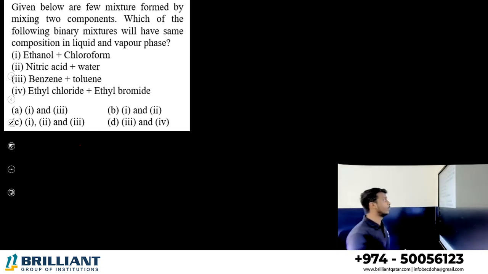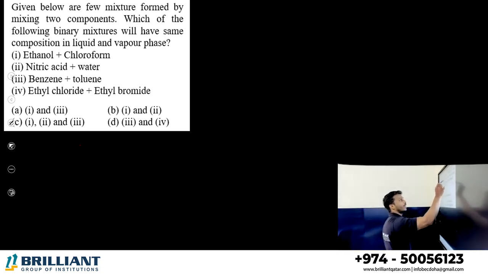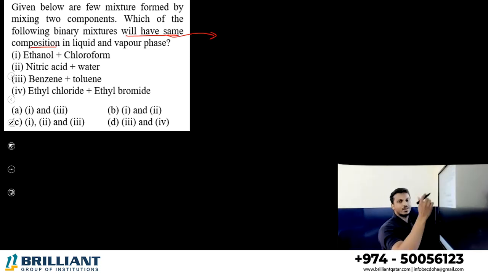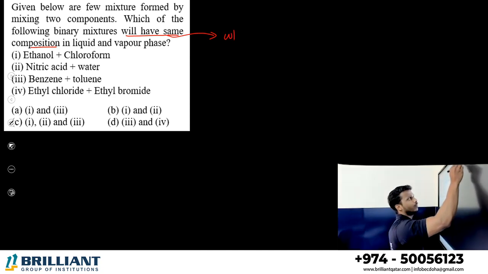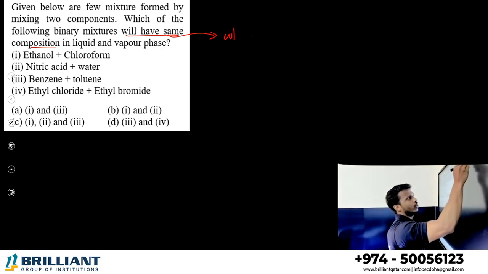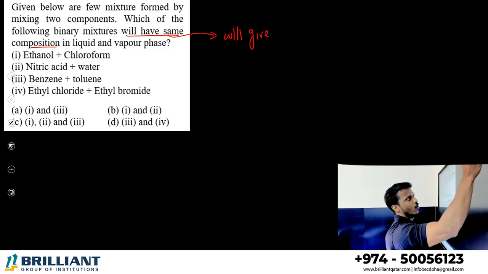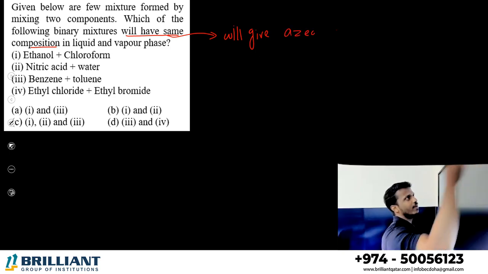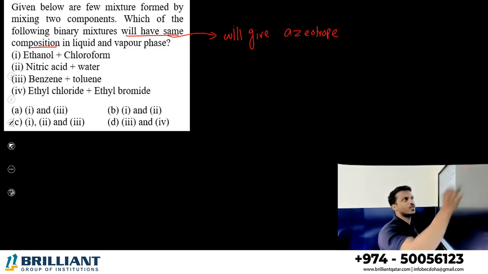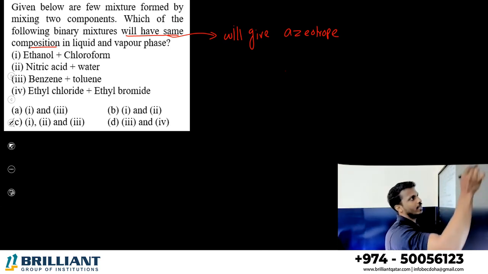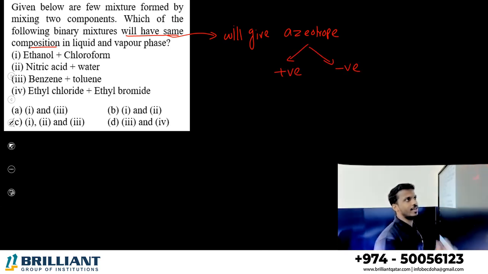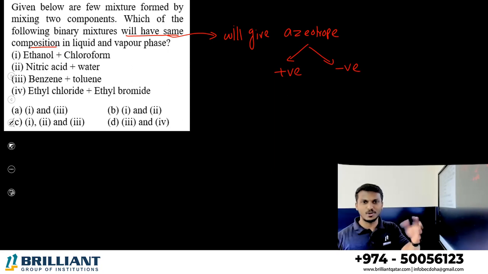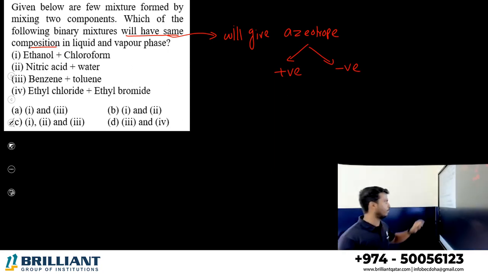So they are asking you, which of the following binary mixtures will have the same composition? Or I can change the question: which solutions can give azeotrope? You know, azeotrope is only given by positive deviation and negative deviation solutions. Now, an ideal solution will not form azeotrope. Okay, let's go.